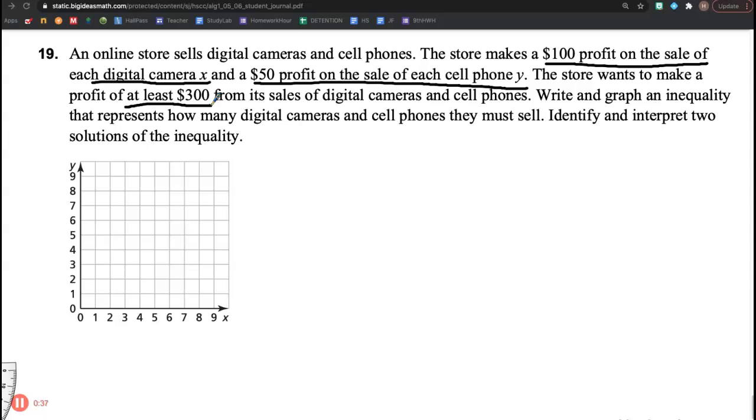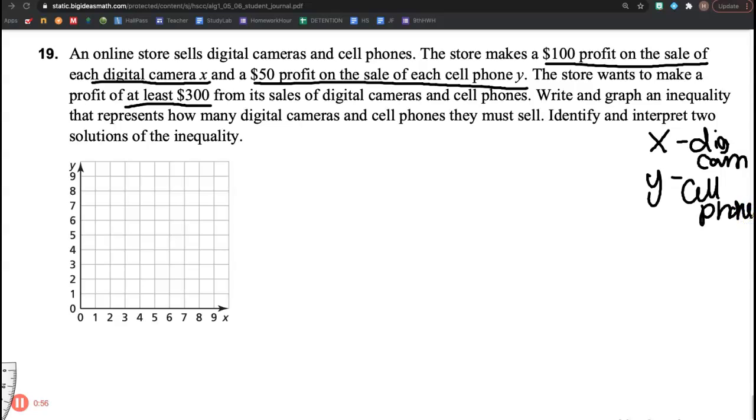First of all, I want to define what X represents and what Y represents. X is the digital camera. I'm just going to abbreviate. You're going to need that because it says to interpret. And Y is the cell phone. Okay?